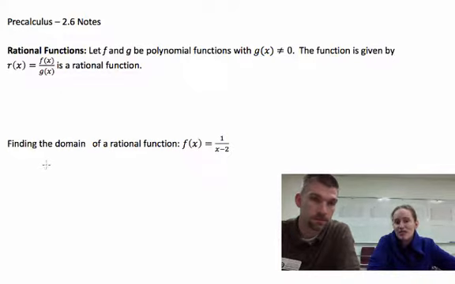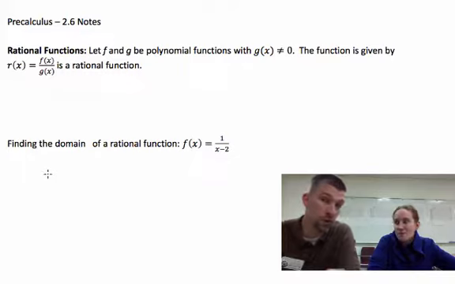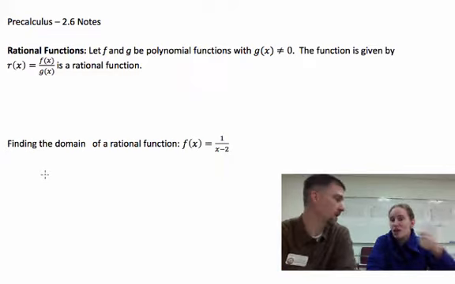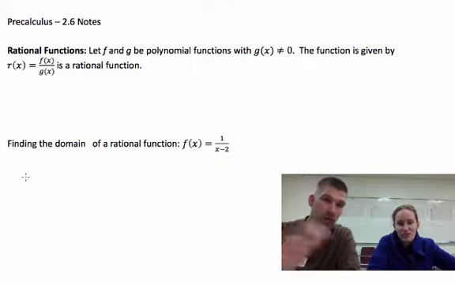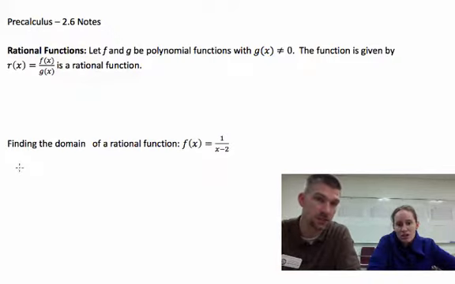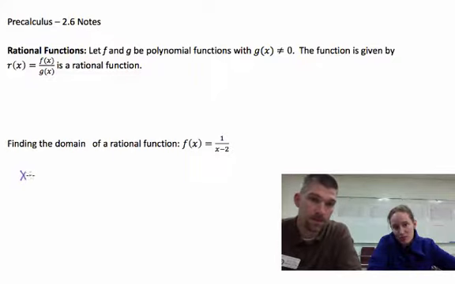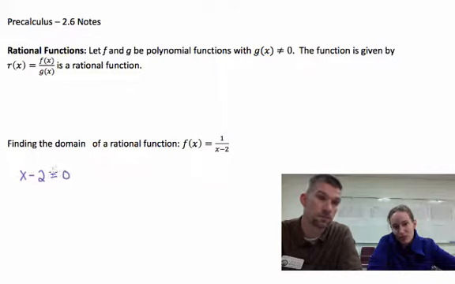Okay, so here's an example. Find the domain of the rational function f of x equals 1 over x minus 2. One thing to remember about the domain is that you cannot have 0 in the denominator of any rational function. It's just not a good deal. So when we're doing rational functions, you want to take the bottom, whatever it is, and set it equal to 0. What we're saying is that x can't equal whatever that number is.